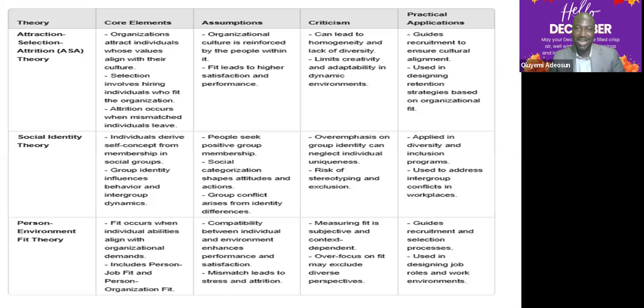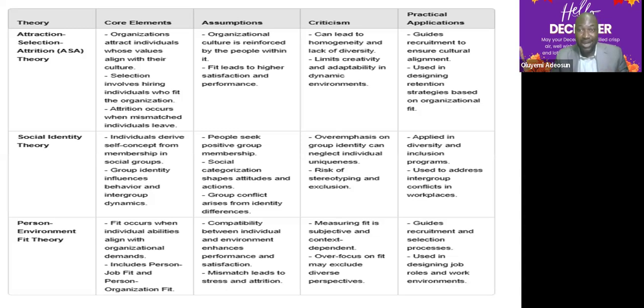Ladies and gentlemen, we move to the next recruitment and selection theory, which is social identity theory. The core element of the social identity theory speaks to the fact that individuals derive self-concept from membership in social groups. Group identity influences behaviors and intergroup what? Dynamics. So your organization is a group or a combination of groups. Maybe the departments are different groups. The assumptions here include people seek positive group membership.